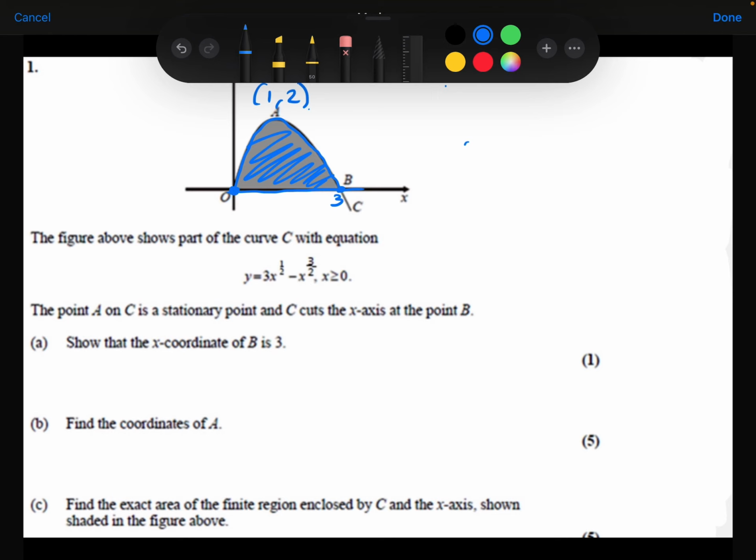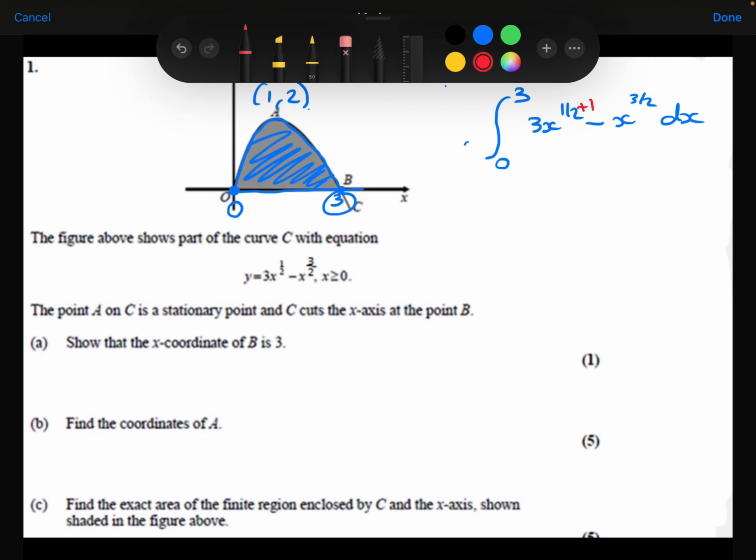We can find that by doing some integration. We are going to be integrating from the lower limit of 0 to the upper limit of 3, and our curve is the 3x to the power of a half minus x to the power of 3 over 2 with respect to x. To integrate, we're going to add 1 to the power and divide by the new power. So if I add 1 to the half, I get 3 over 2, and we'll divide by that new power, so we'll divide by 3 over 2.